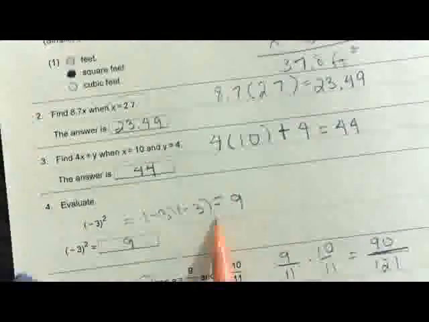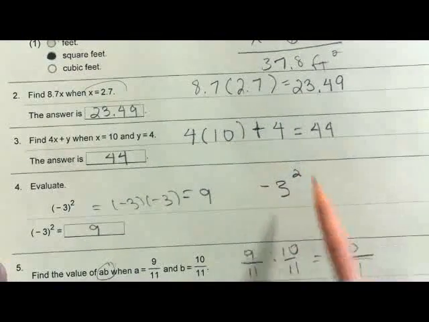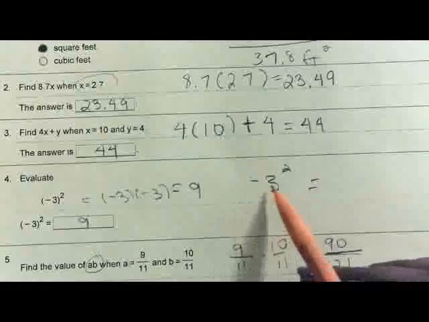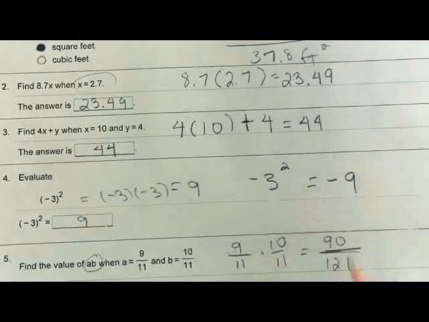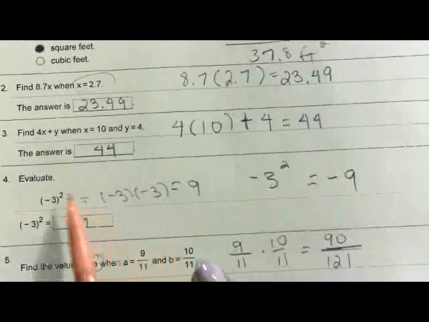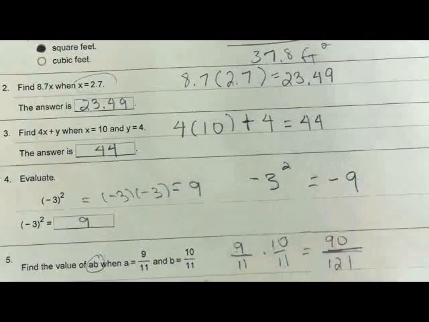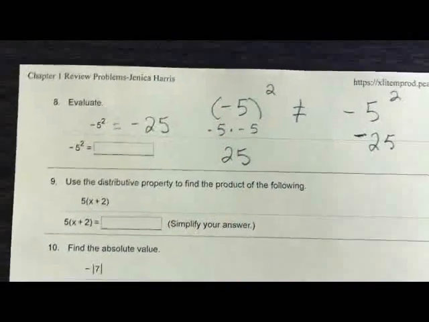If we went back to this number 4 problem, if they wrote negative 3 squared like this, then this one would be what? This one is the one that is negative 9. Again, the parentheses make a difference with these. But number 8 is negative 25.